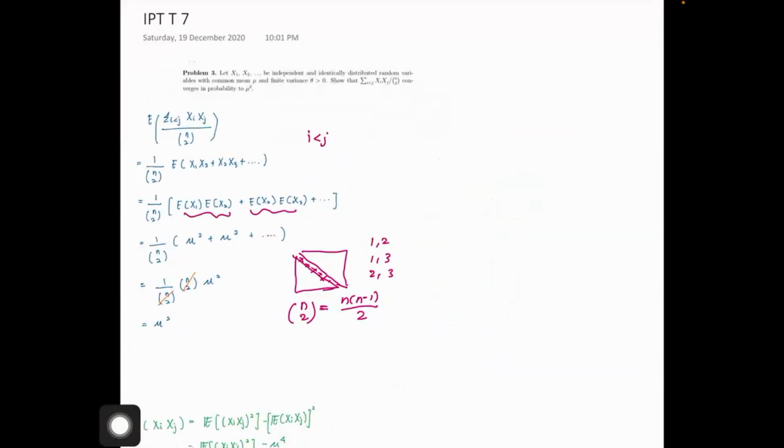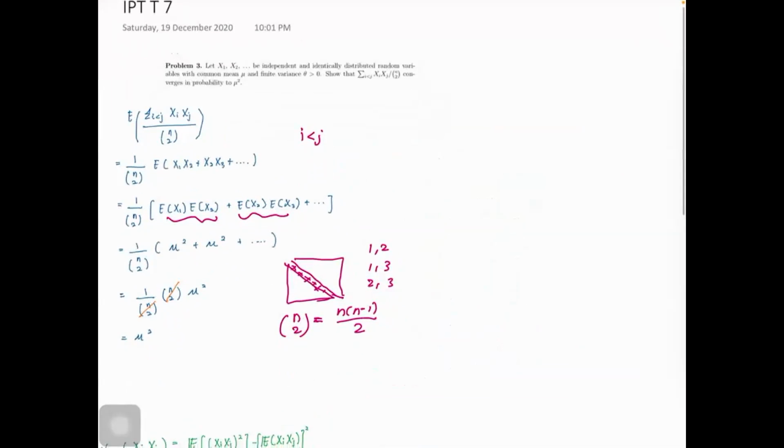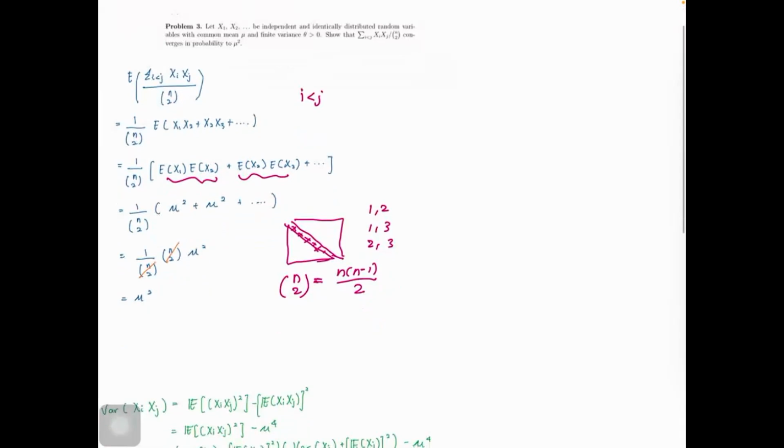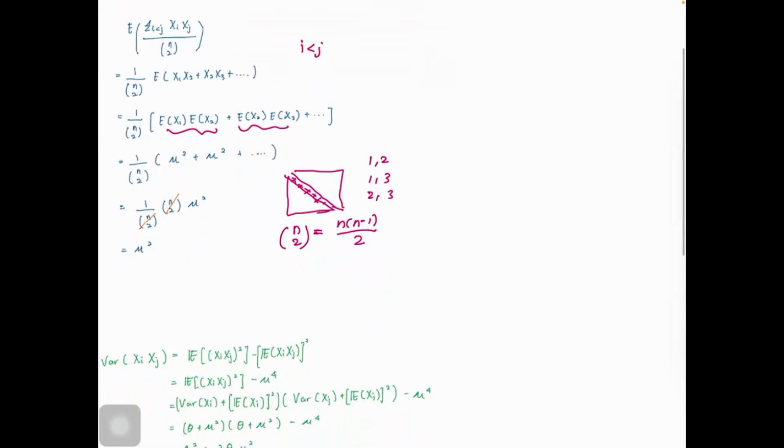So this is problem 3. So we need to show that the function will converge in probability to mu squared. So first I do expectation on the equation. Then I got 1 over n choose 2 times E[X1 X2] plus E[X2 X3]. Then E[X1] times E[X2] will become mu squared. Then by using the formula that Dr. teaches before, mu squared plus delta will become n choose 2 times mu squared. So I just cut n choose 2 and n choose 2, then become mu squared. So this is the expectation of the function.